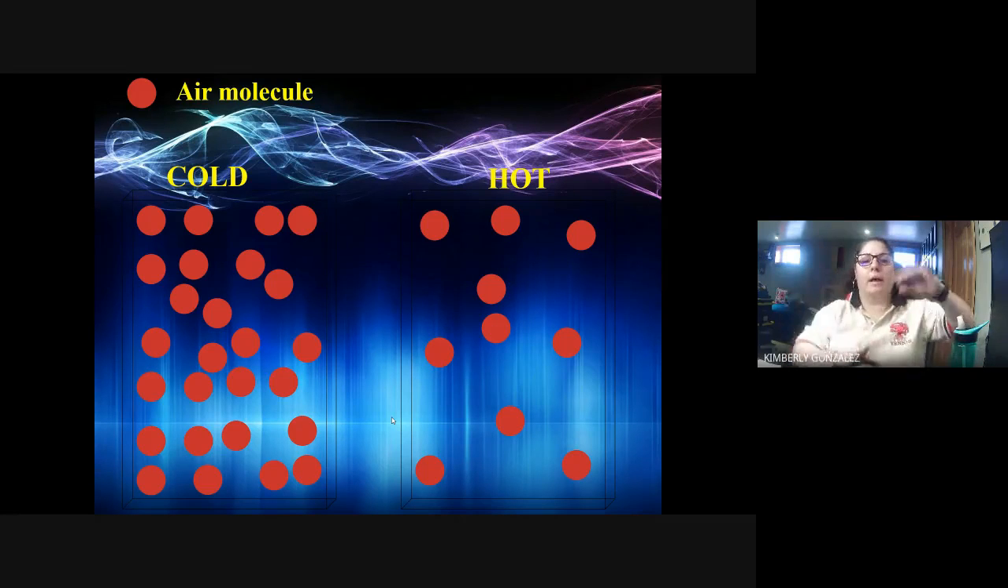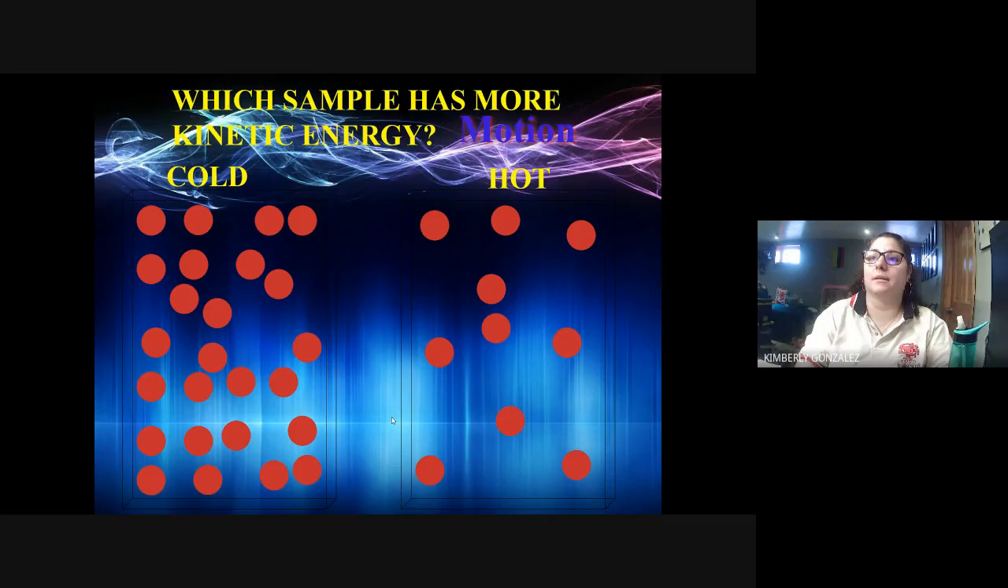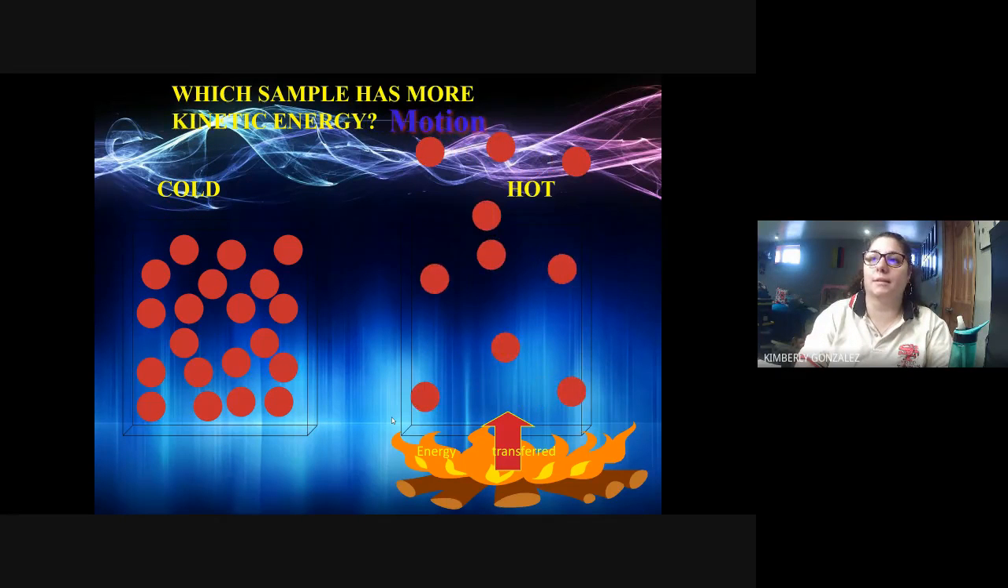They're moving around more. You've increased the temperature, which means that you've increased their average kinetic energy. When you increase their average kinetic energy, the molecules move further away from each other, which also means that they're going to be less dense, and less dense things rise up. So that's why hot air rises and cold air sinks.